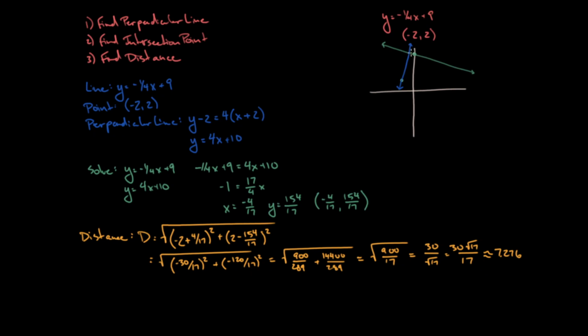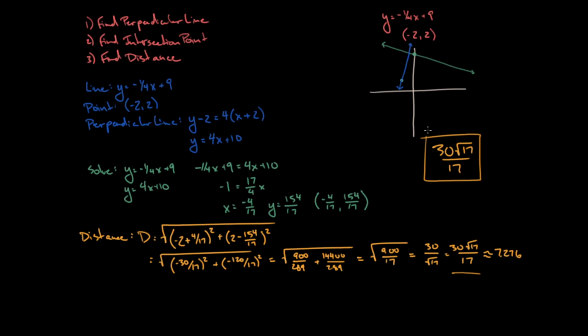The reason I'm checking that is to see, does that make sense in the context of my problem here? Well, I have the point negative 2, 2. The intersection is going to be like right above where the y-intercept is, which is about 9. So yeah, 7 point something, that makes sense. However, the answer that I want to give is this 30 root 17 over 17. That's my exact value for the distance between this point and this line.